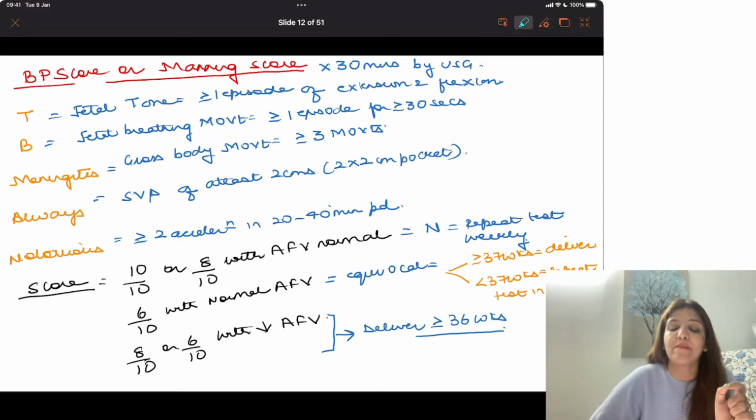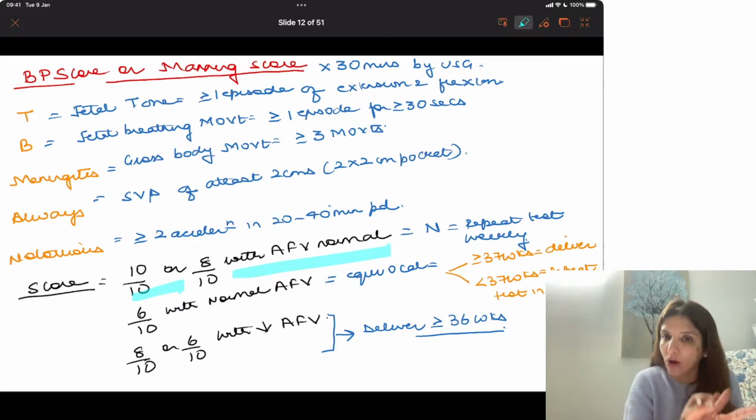So if the score is coming as 10 by 10 or 8 by 10 and amniotic fluid volume is normal, right? In that case, you are going to say it is a normal biophysical score, and the next step is to repeat the test weekly, right?